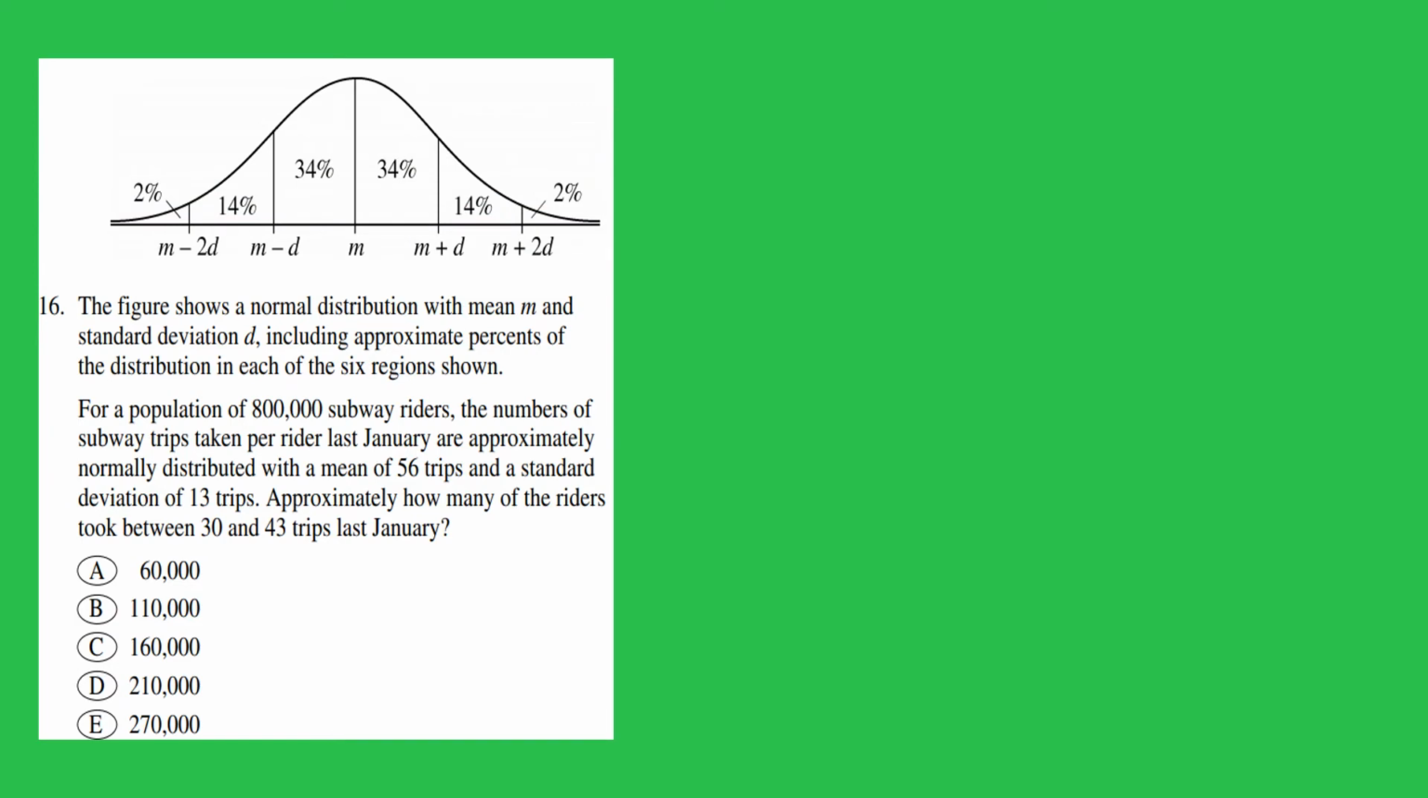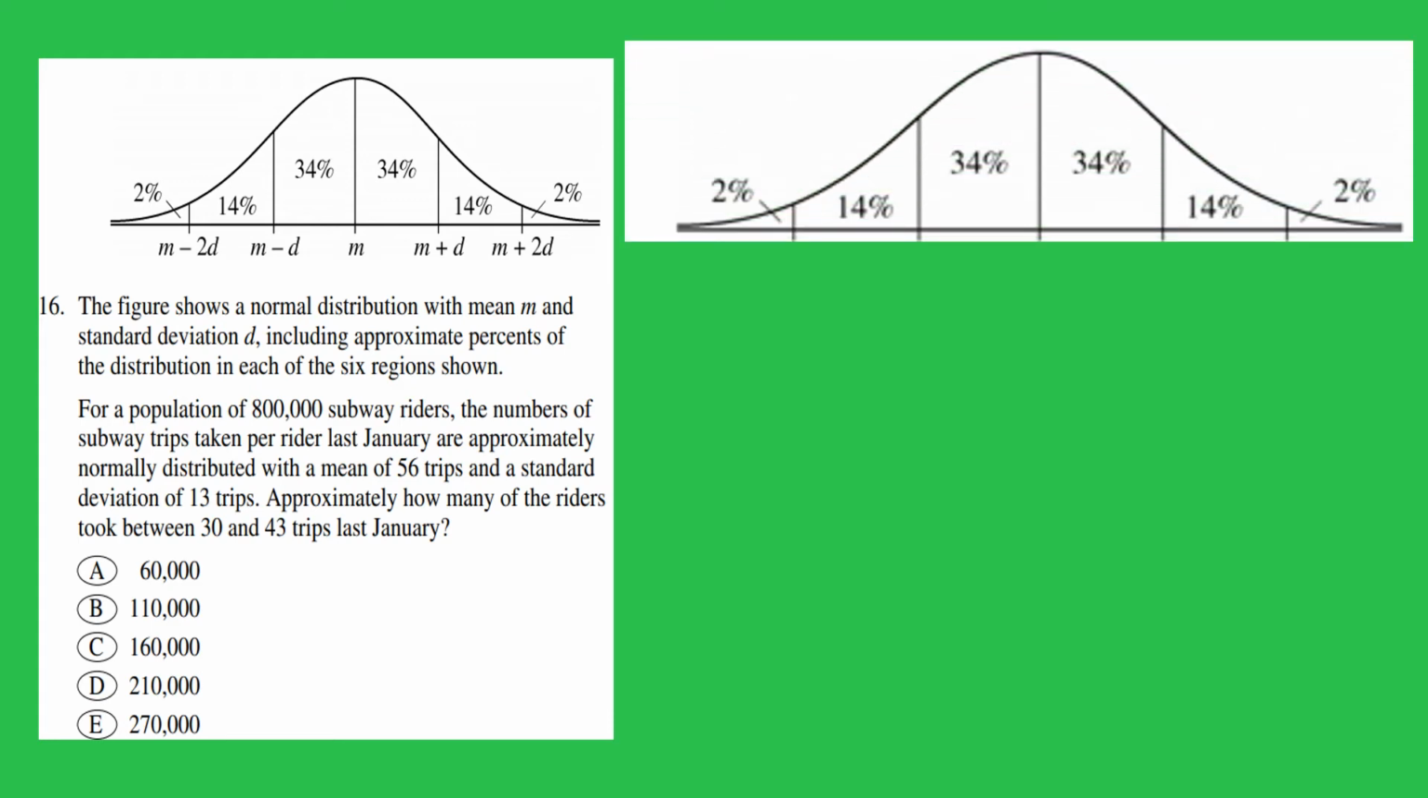In the next question, we have a normal curve. It says the figure shows a normal distribution with mean m and standard deviation d. M is the mean, which is the middle, and it is deviated by the standard deviation d. The mean for 800,000 subway riders is 56 and the standard deviation is 13. So m is 56 and d is 13. We can plot those points, 56, increasing 13 to the right and decreasing 13 to the left of the middle. We get 17, 30, 43, 56, 69, 82 and 95.